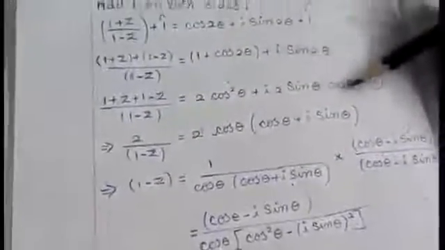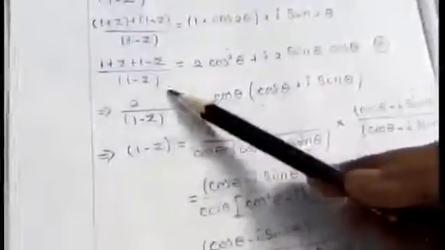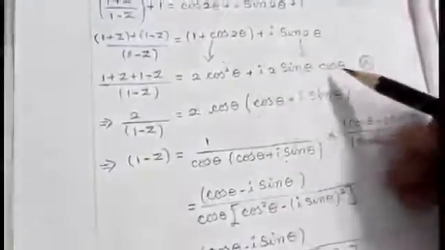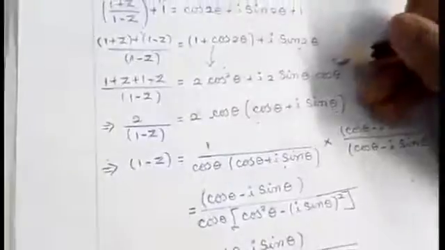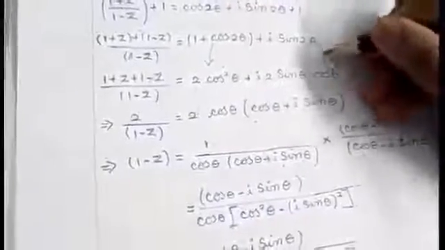Next step, simplify the term 1 plus cos 2 theta. The formula for 1 plus cos 2 theta is nothing but 2 cos square theta, and sin 2 theta can be written as 2 sin theta cos theta. So this step is very important because we are using the trigonometric formula.